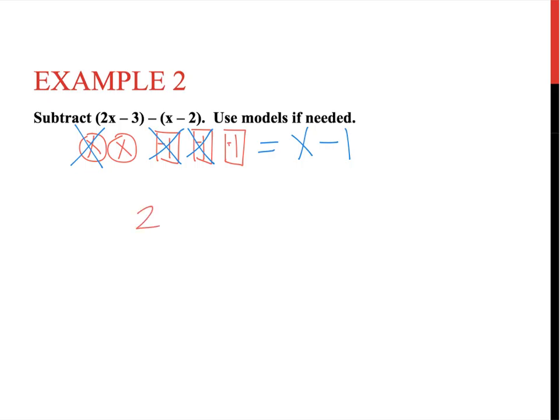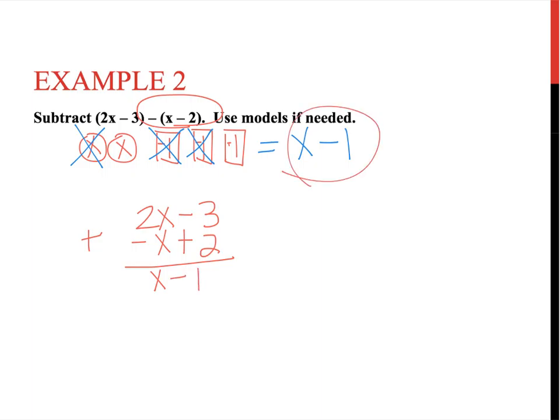We have 2x minus 3. Now remember, we're going to add the opposite of this. So if we're adding the opposite, the opposite of x is negative x. The opposite of negative 2 is positive 2. So 2x plus a negative x is x. Negative 3 plus 2, remember we subtract the numbers and keep the sign in front of the bigger number. 3 minus 2 is 1, but the 3 is bigger. I still come up with the same answer.